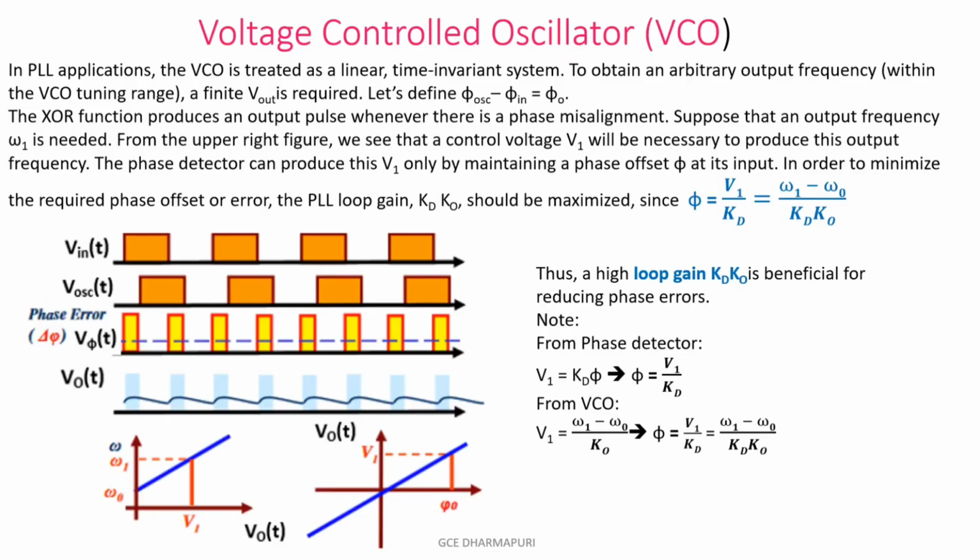In order to minimize the required phase offset or error, the PLL loop gain KD K0 should be maximized, since phi is equal to V1 divided by KD, that is equal to omega 1 minus omega 0 divided by KD K0. Thus, a high loop gain KD K0 is beneficial for reducing the phase error. So from the phase detector, we know that V1 is equal to KD phi, where phi is equal to V1 by KD. From VCO, V1 is equal to omega 1 minus omega naught divided by K naught. So I am going to substitute that value. So phi is equal to omega 1 minus omega naught divided by KD K naught.